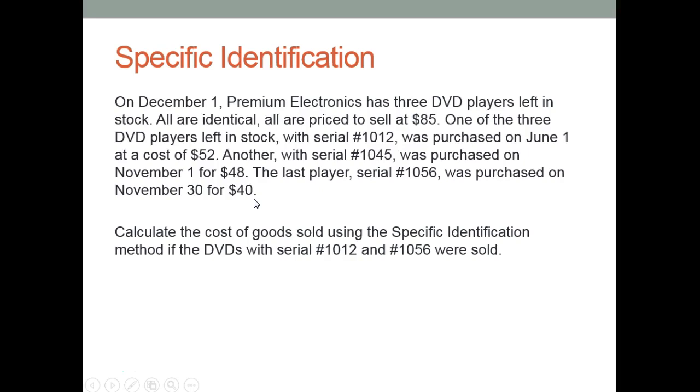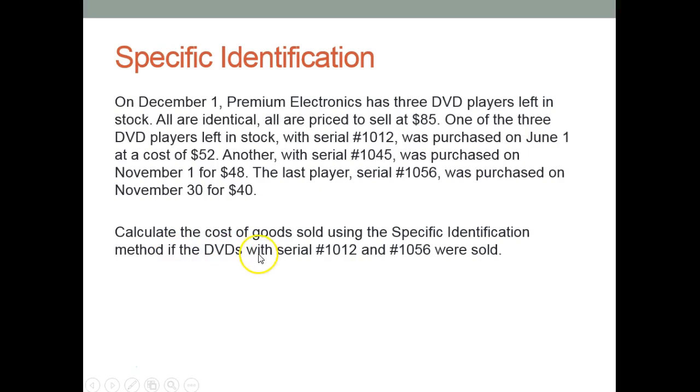So what this is saying, a lot of numbers going on here, but we've got 3 different serial numbers. All of them cost Premium Electronics a different cost. Now, Premium Electronics is going to sell all 3 DVD players for $85 each. But the cost in the system is different for each one. So if we are using specific identification, every time a DVD player is sold, we know exactly which one was sold, so we know exactly which cost to take out of our system.